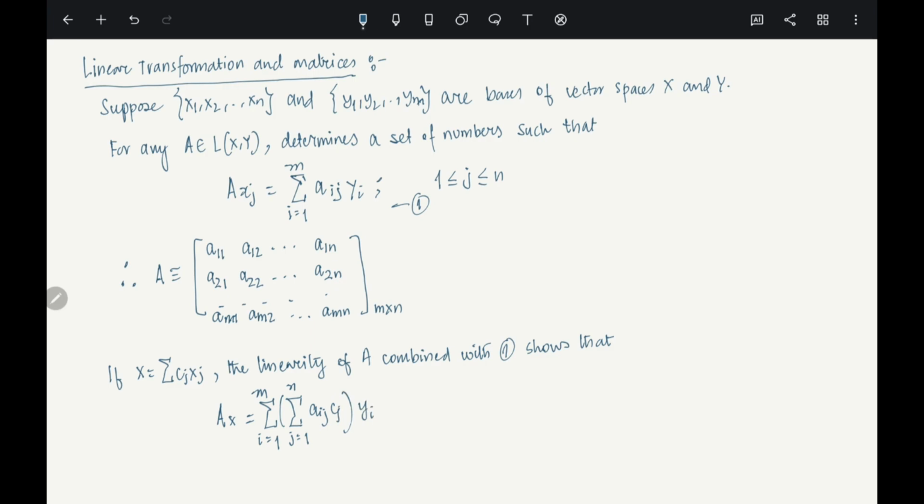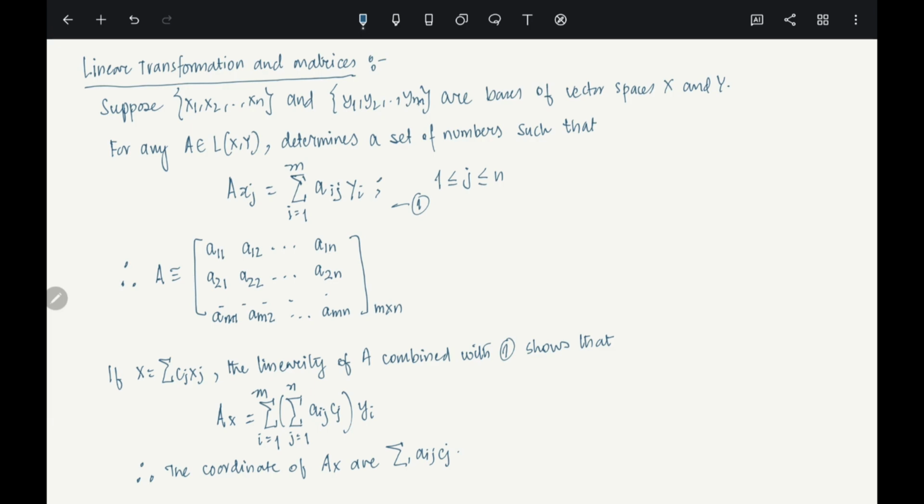And therefore the coordinate of A of x is the sum, the summation of aij cj, and this we basically write like that. So essentially this is our representation. Given a linear transformation, we can actually write it as a matrix.